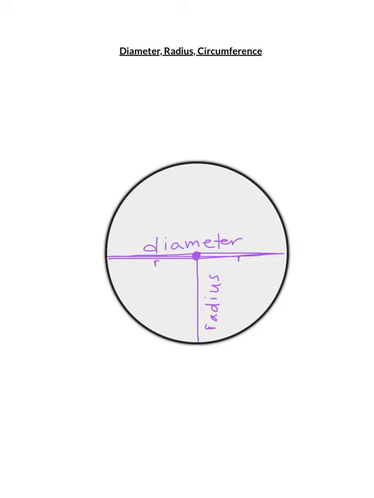Now circumference is around. So it's kind of like perimeter that we've seen for other things, but the circumference is the full length all the way around a circle. That's called circumference.